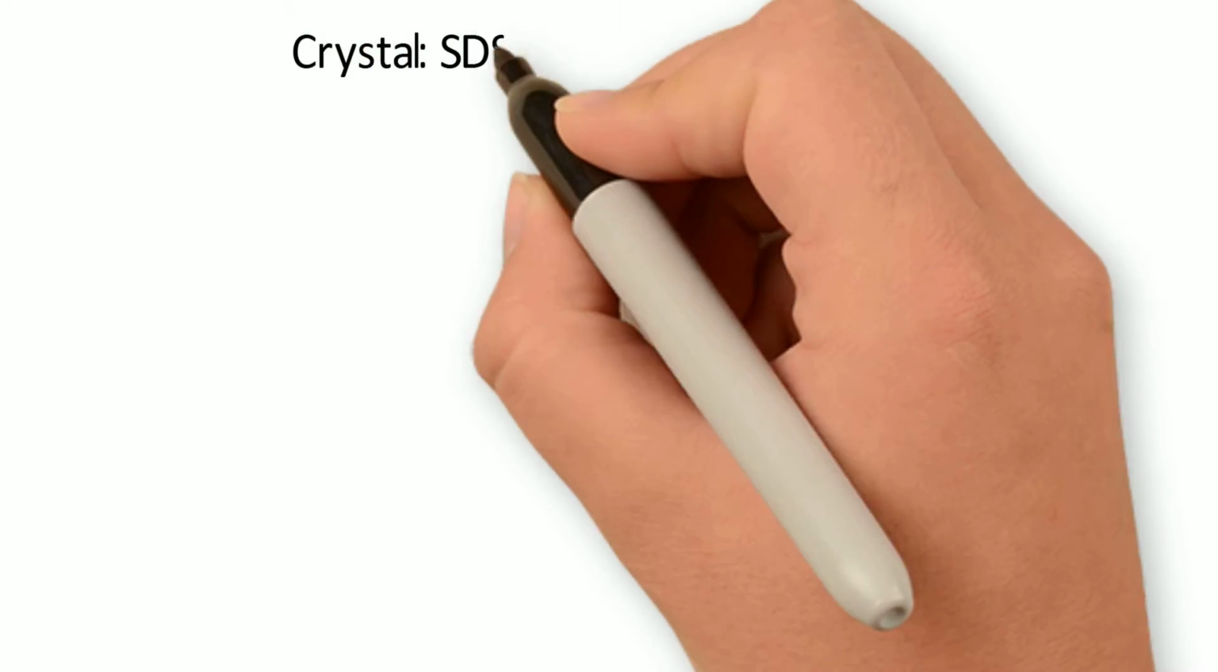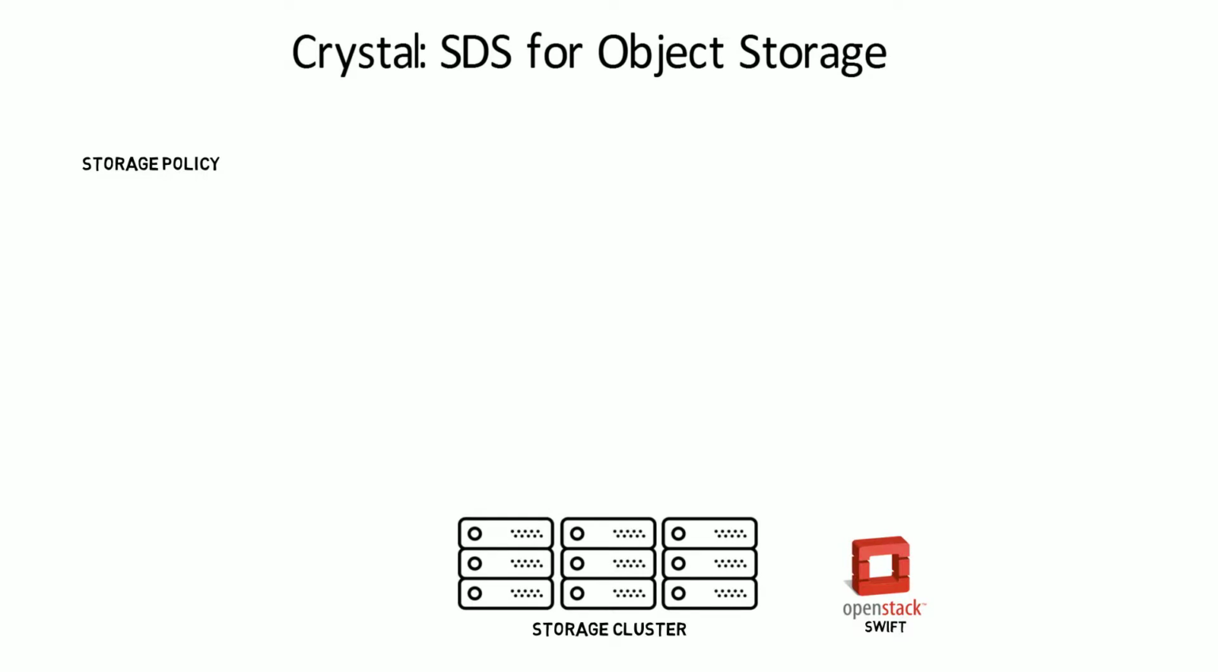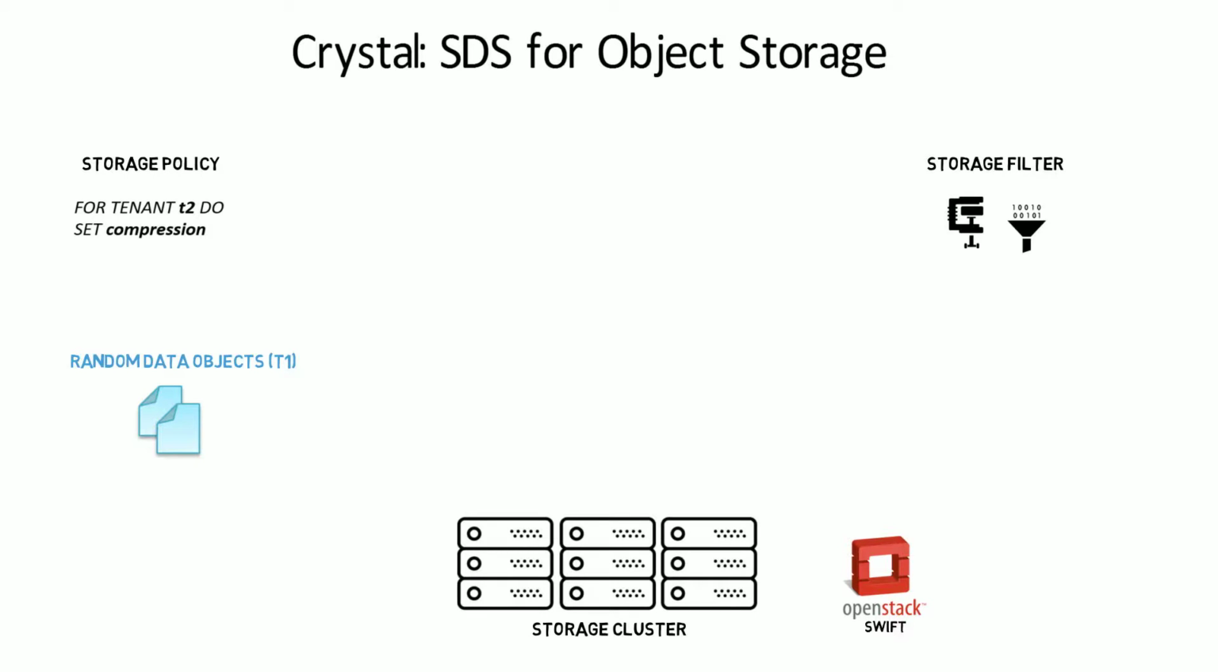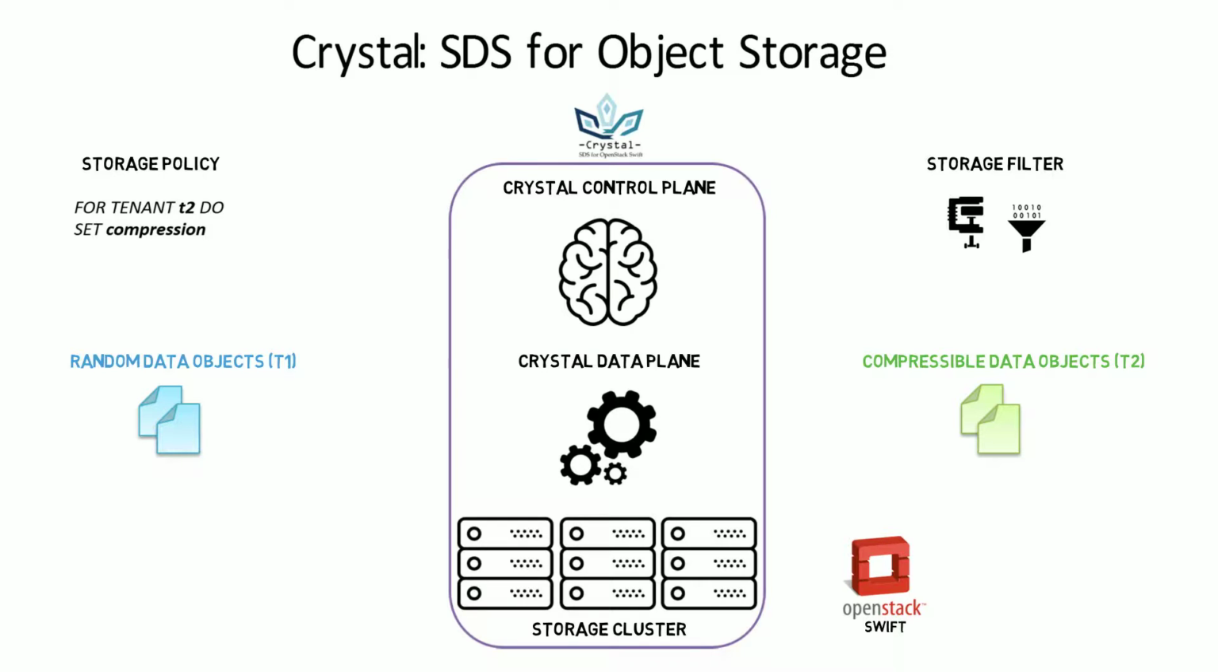Crystal, SDS for object storage. Crystal is the first open and extensible SDS architecture for object storage. In Crystal, an administrator defines policies via a simple meta-language on the control plane. These policies may trigger the enforcement of storage filters on the data plane. For example, a compression filter can be installed in Crystal. Then, a policy can be defined to enforce data compression on data objects of tenant T2.